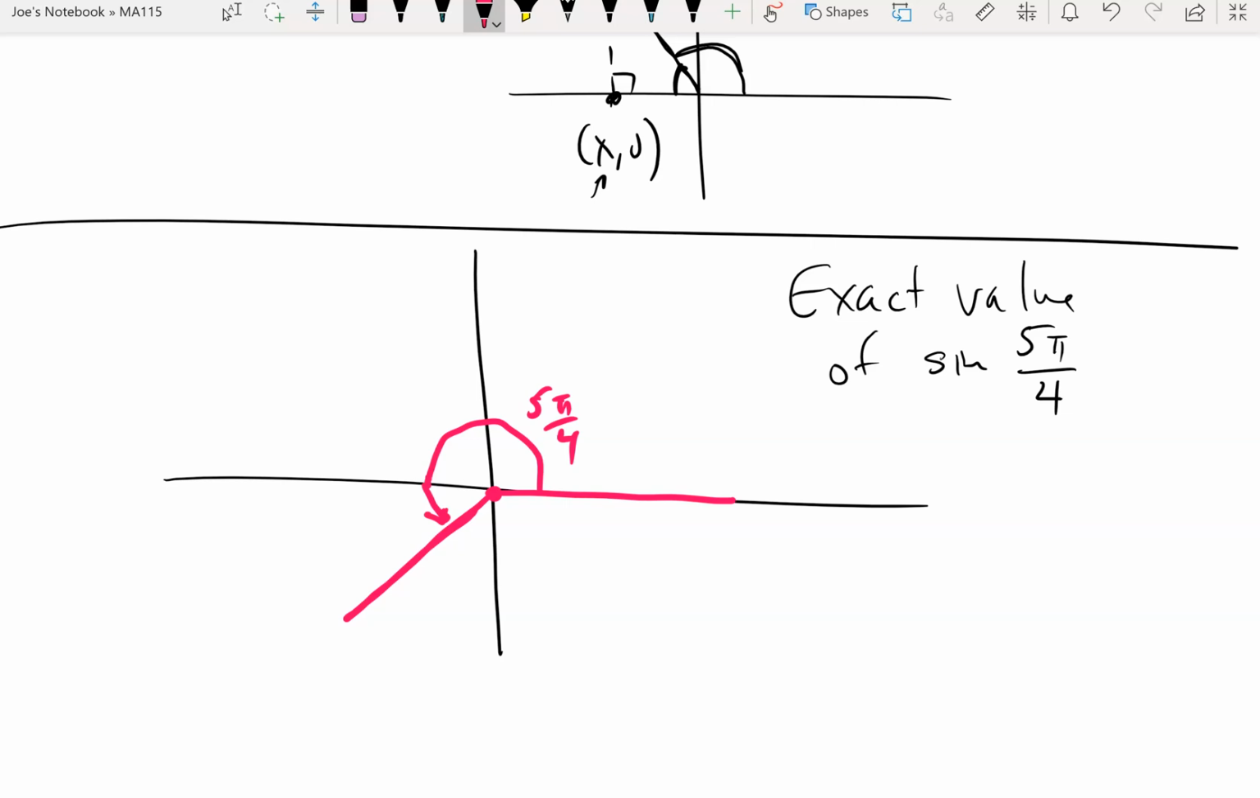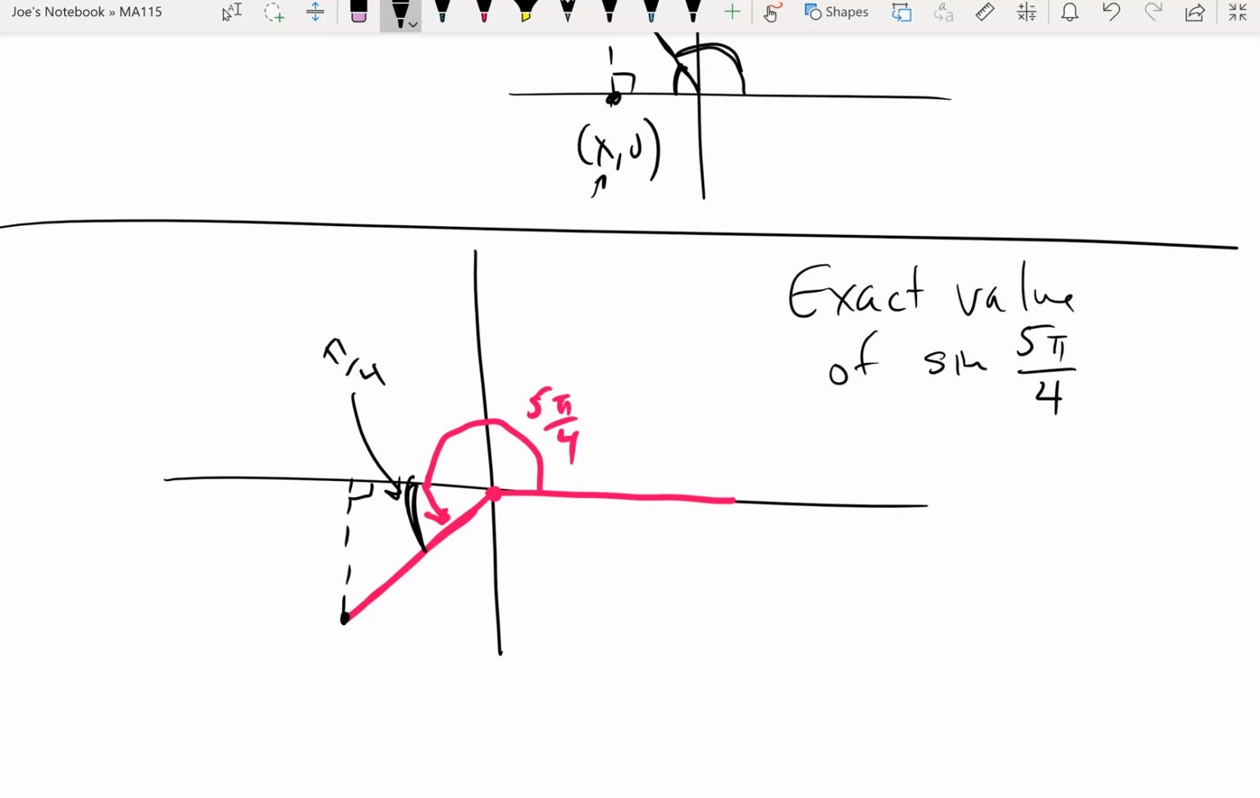So we do the reference triangle in the same way. From the terminal side, we go perpendicular to the x-axis and make a right triangle. How big is this angle right here? It's pi over 4. And think about how we got that: rotate to here is pi, and put another pi over 4. So the reference angle ends up being pi over 4. The reference angle is just that piece between the terminal side and the x-axis that it's closest to. In this case, it's the negative side.